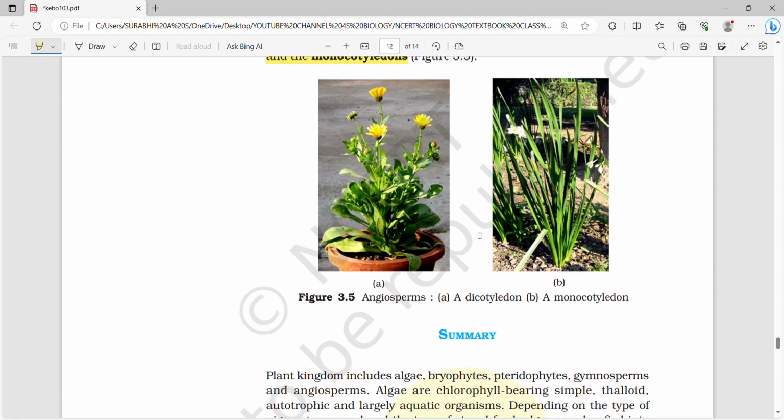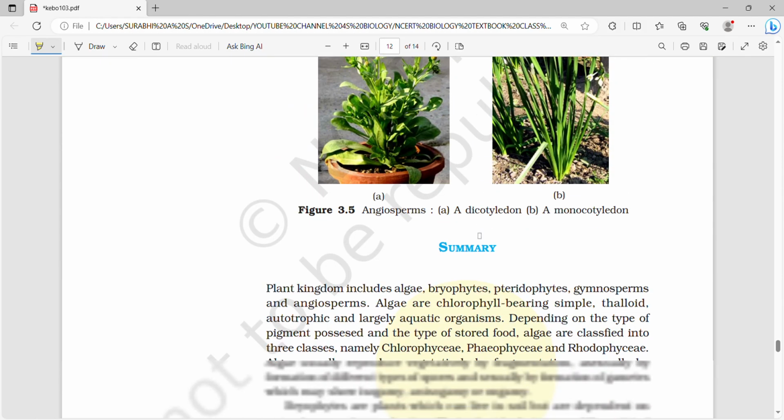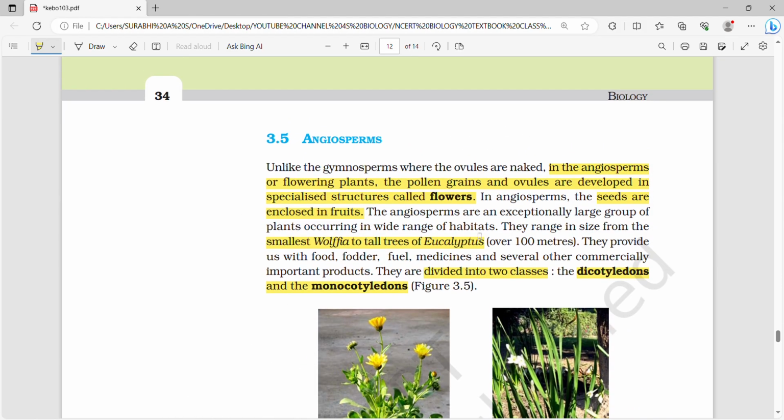If you can remember. So I have completed almost the main important points of the plant kingdom in a lesser duration. Please complete your revision part.